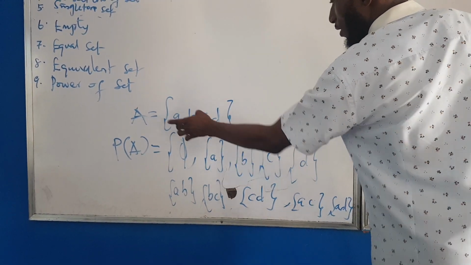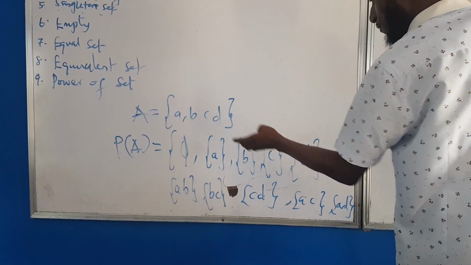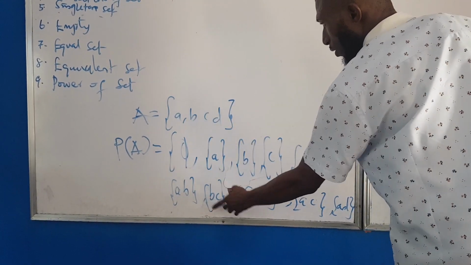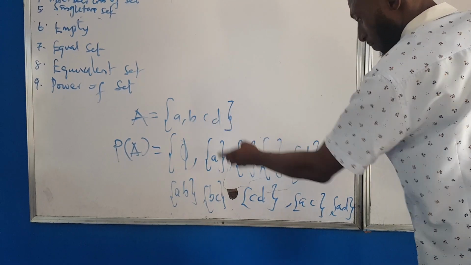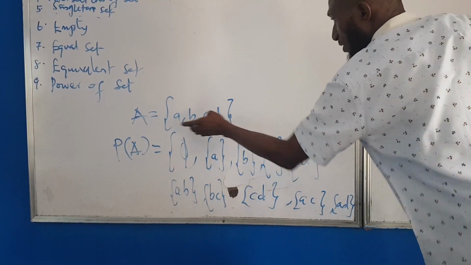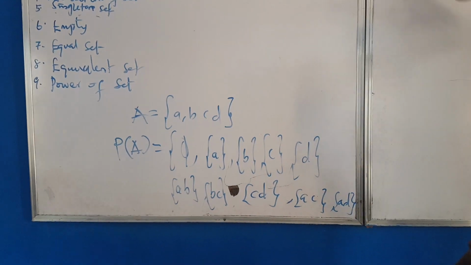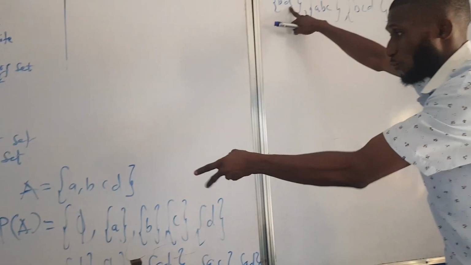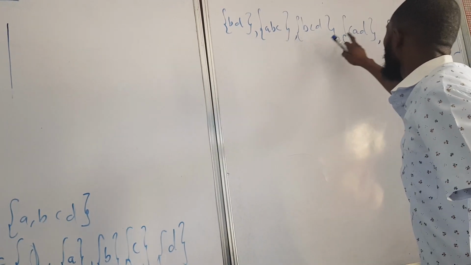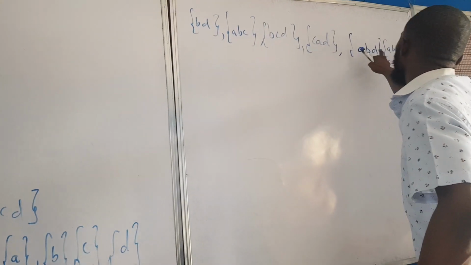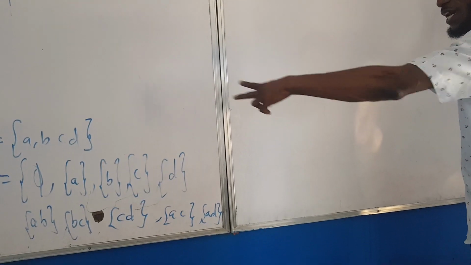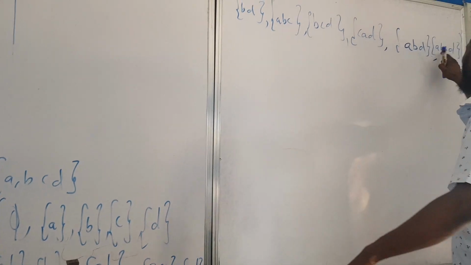Then we have A as a subset, B, C, D. Then we have AB, BC, CD. Then we have AC, AD. Then we have BD, which we can pair like that. Then we have ABC, BCD. Then we have ACD and ABD from those sets there. Before we get the complete A itself, which is ABCD, the complete set.